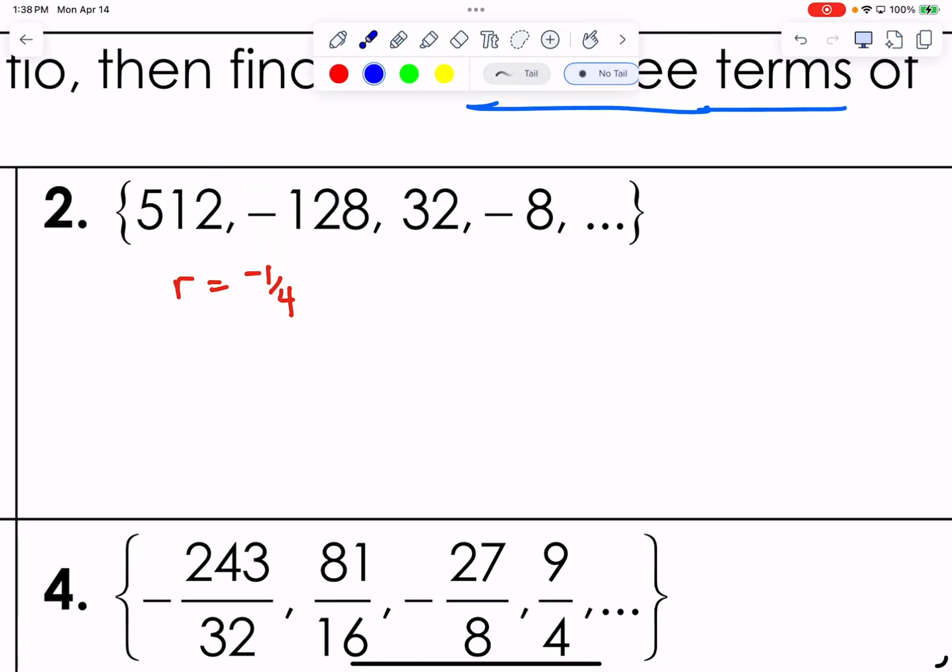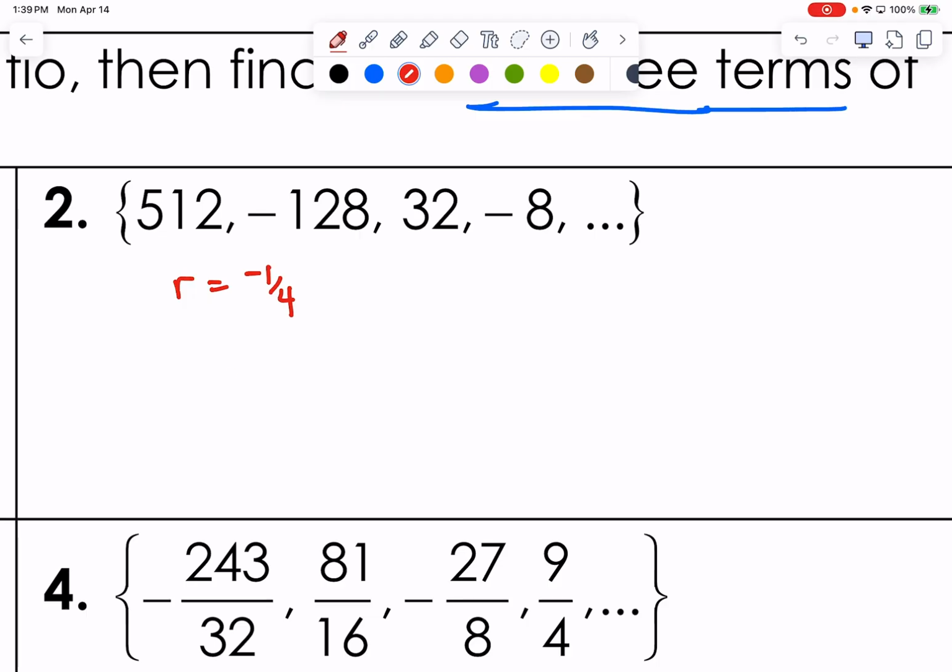And then the next one, when you go a negative times a negative, it'll go back to a what? A positive. And then the next one, when you go a positive times a negative, it'll go back to a what? A negative. So if your common ratio is negative, your signs are going to what? They're going to alternate, because you're going to keep multiplying.